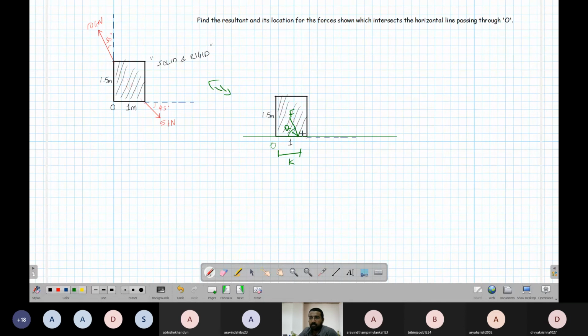The thing is, it should intersect the horizontal line passing through. The horizontal line intersects, okay. But the location K, so from O it is at K and it has an orientation theta. So everything is very general. Only thing is these two should behave the same. If due to this force it is moving in this direction, this also should move in the same direction. That's the idea.